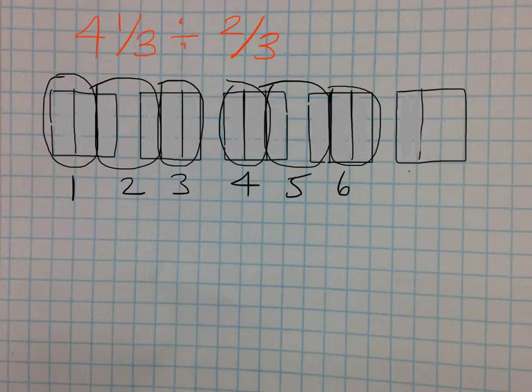But 1/3 is how much of a group of 2/3? 1/3 is 1/2 of a group. So our actual answer, 4 1/3 divided by 2/3, equals 6 1/2. We can get 6 whole groups and 1/2 of another group of 2/3 size.